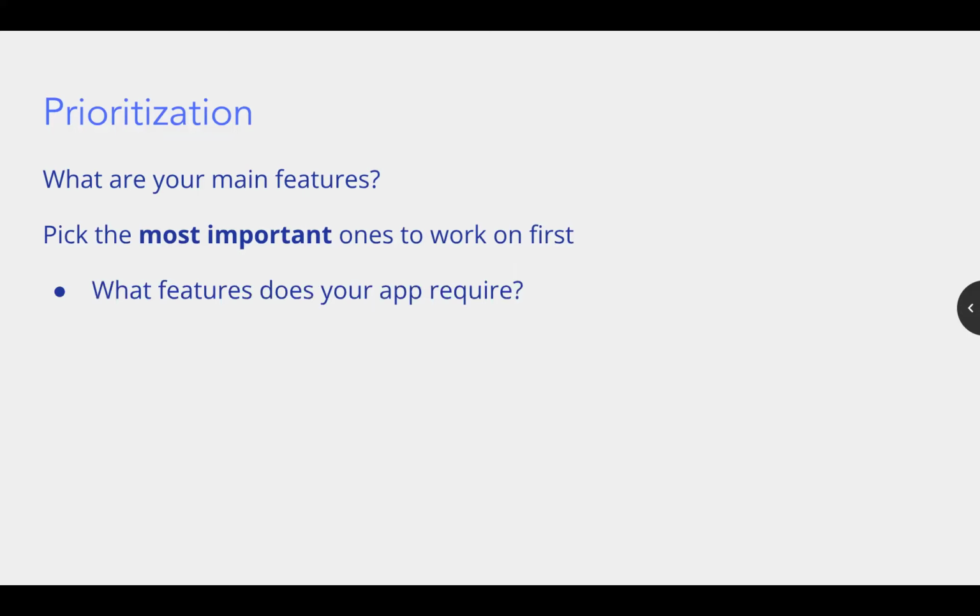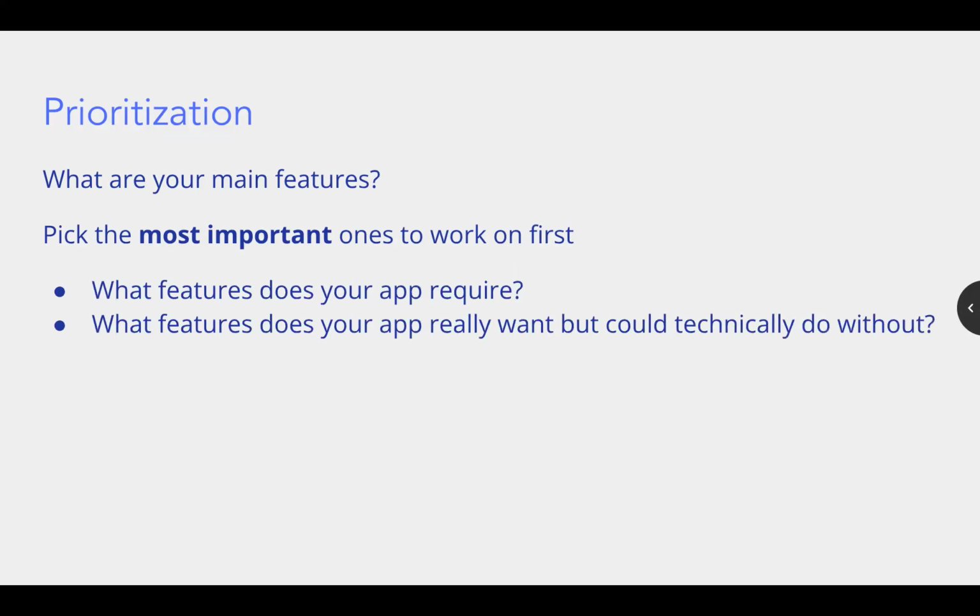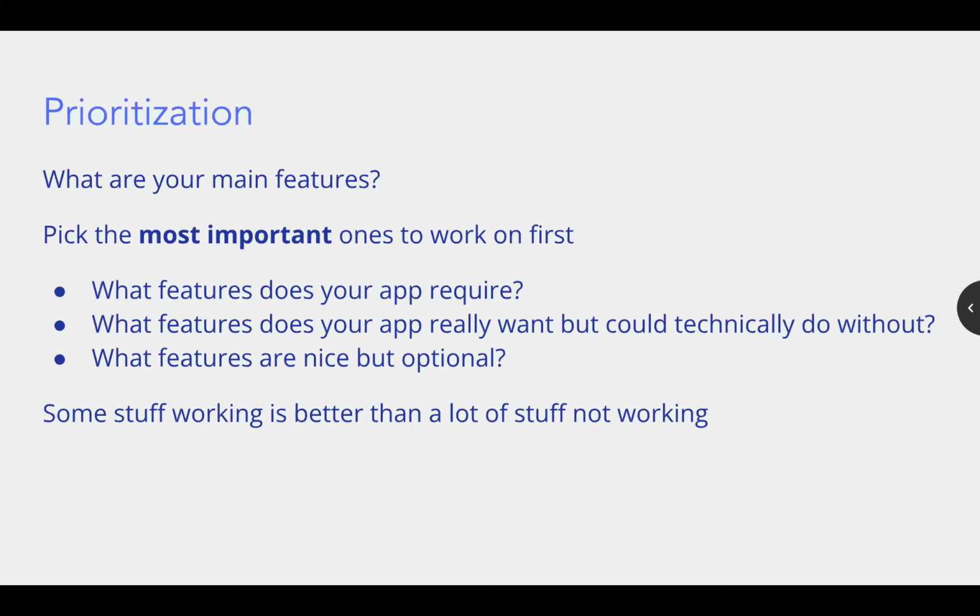And you can think about things like what features does your app absolutely require, what features your app really wants but technically it could do without, and then what features are nice but optional at the end of the day. So you can build feature by feature. You go from the features that your app really needs to the features that your app might really want, and then to the ones that are just nice and extra. And I guess the core idea is that some stuff working is better than a lot of stuff not working. So you should pick and choose wisely.